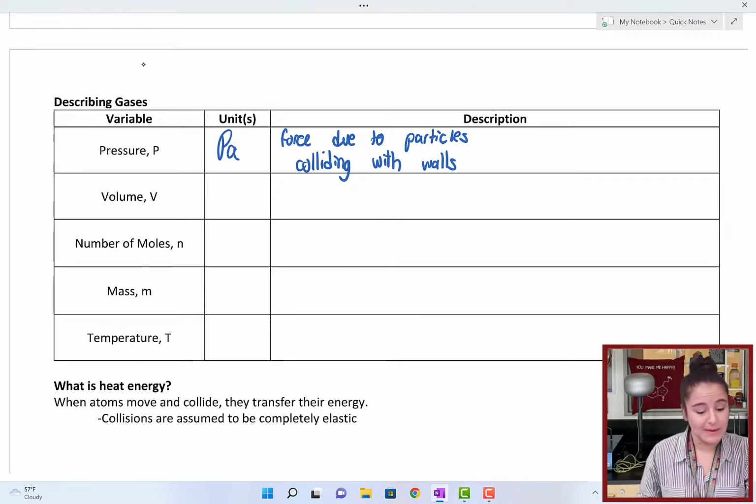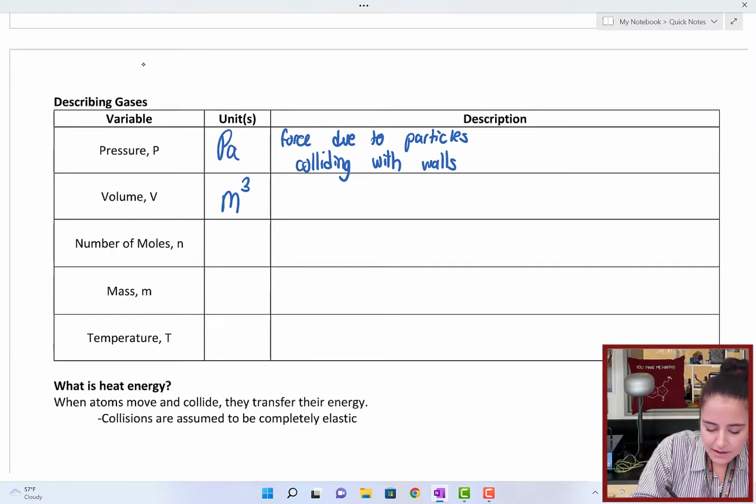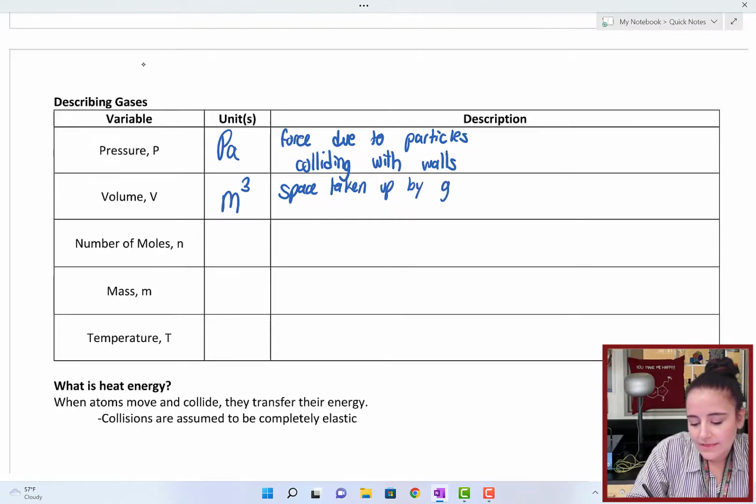And then we'll talk about the space the gas takes up. That is the volume. We'll typically use units of meters cubed in this class, not the liters or milliliters that you might use in a chemistry class. But again, it's just the space taken up. Now, this is normally determined by the container, or it's always determined by the container.